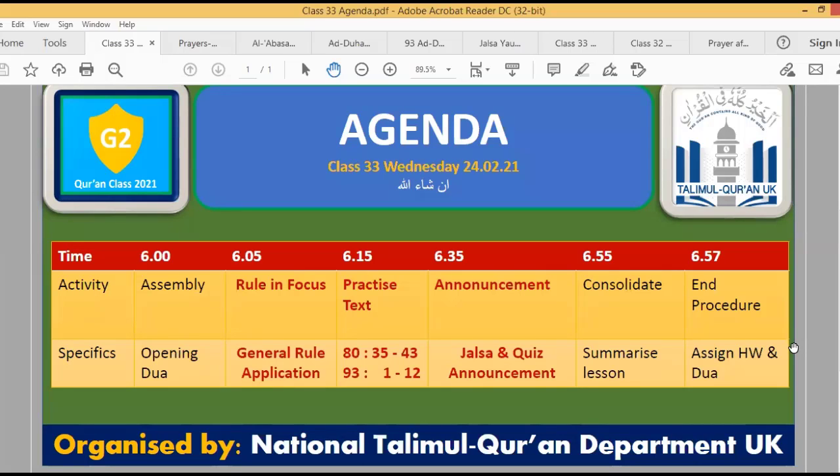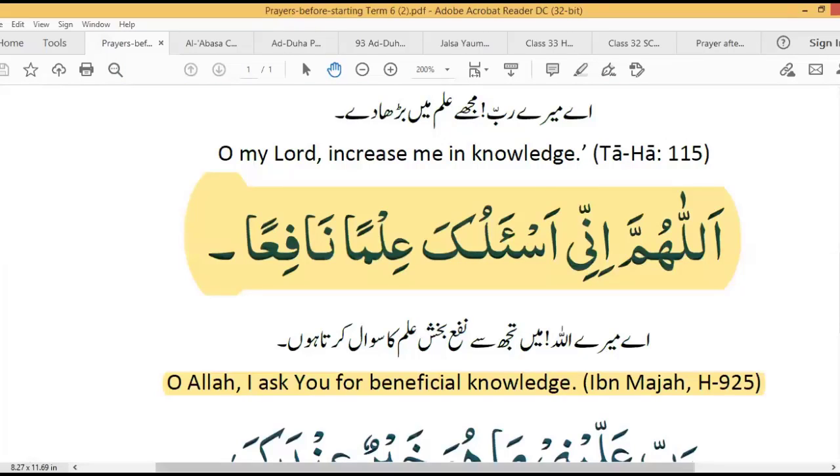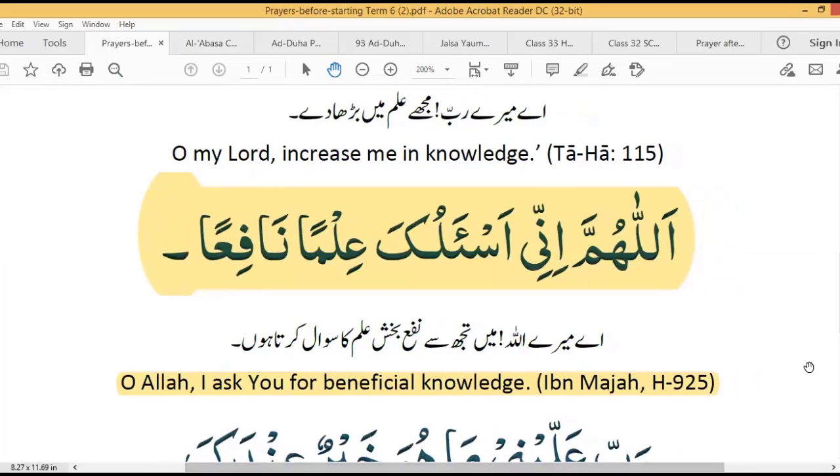We also have a quick announcement to make regarding the Jalsa tomorrow. So please stay tuned for that and be mindful to listen out for that. And then, of course, we'll end the class with our normal procedure of summarizing the lesson, assigning homework, and the end dua. So if you could please have our first student on the mic for our starting dua.